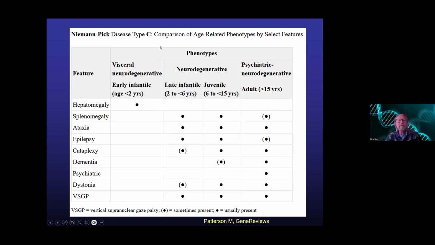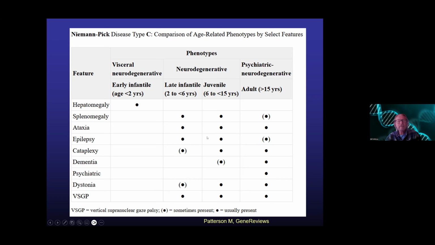There are different phenotypes. There's a visceral, early infantile form with hepatomegaly and liver dysfunction. Nothing's done about it. It will kill them frequently. And then there's a late infantile, 2 to 6, a juvenile, 6 to 15, and an adult, greater than 15. More neurodegenerative, and this has more psychiatric symptoms and neurodegeneration.